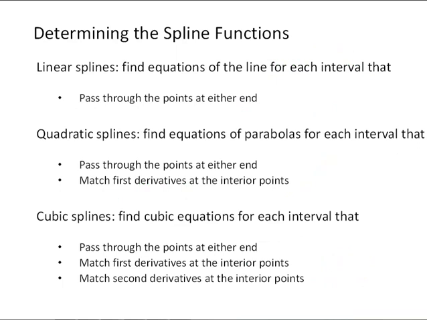For a linear spline, we're just going to find equations of the line for each interval that passes through the points at either end. At each interval we have a point, call it xi, and another point, xi+1, and we're just going to find the equation of the line that goes between those 2 points. For a quadratic spline, now we're going to have a parabola, and a parabola is going to have 3 unknown constants. A line had 2.